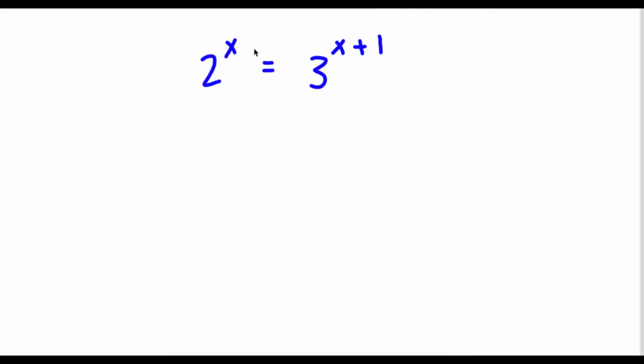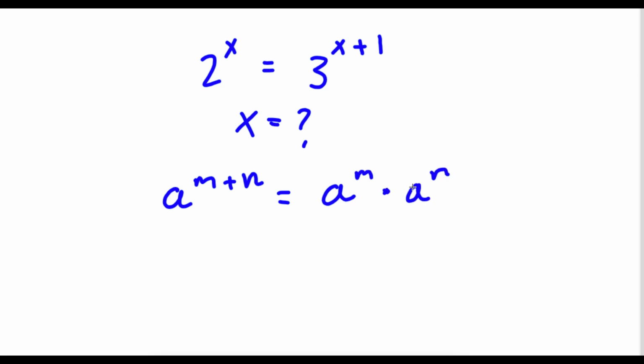Alright, so I have 2 to the power of x is equal to 3 to the power of x plus 1. And I want to find the value of x. So first off, if I have something in the form a to the power of m plus n, this is equal to a to the power of m times a to the power of n. So in this case, 3 to the power of x plus 1 is going to equal 3 to the power of x times 3 to the power of 1.